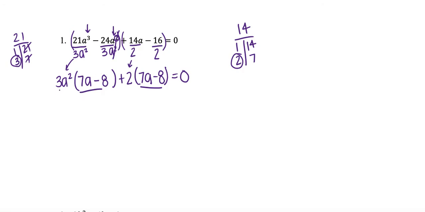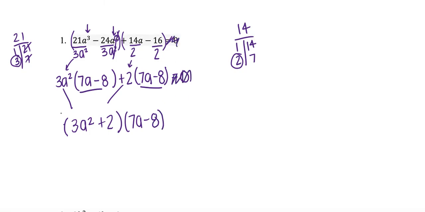And so now I'm just going to take my GCFs and put them in their own parentheses. And then forget about the equals 0. We can't solve this. We don't know how to do that yet. But we'll do another example like that. And so this is my final answer after I've factored by grouping.